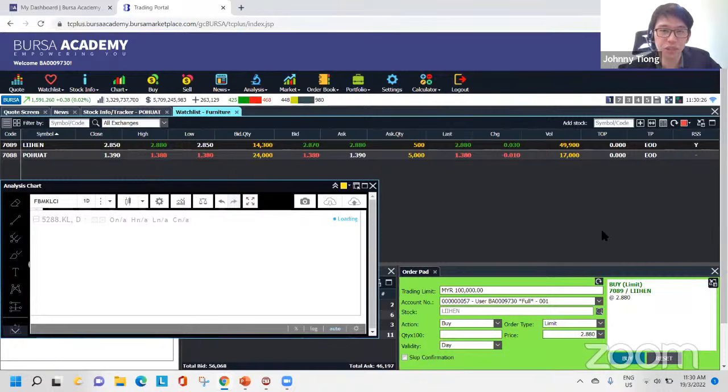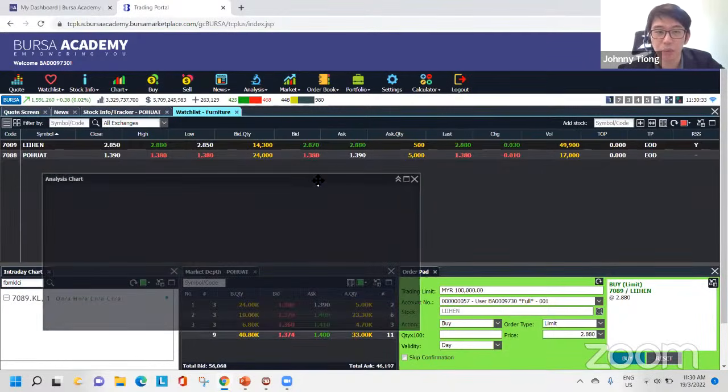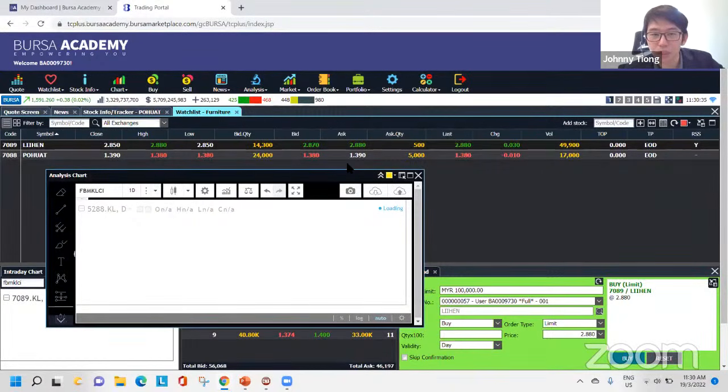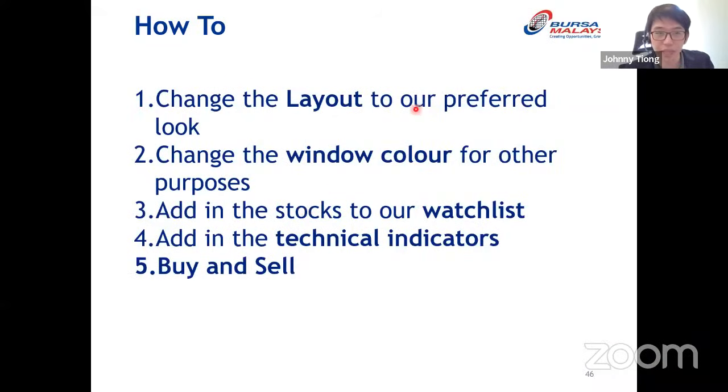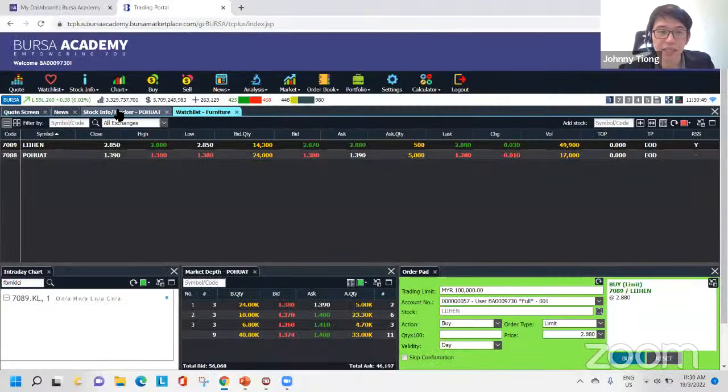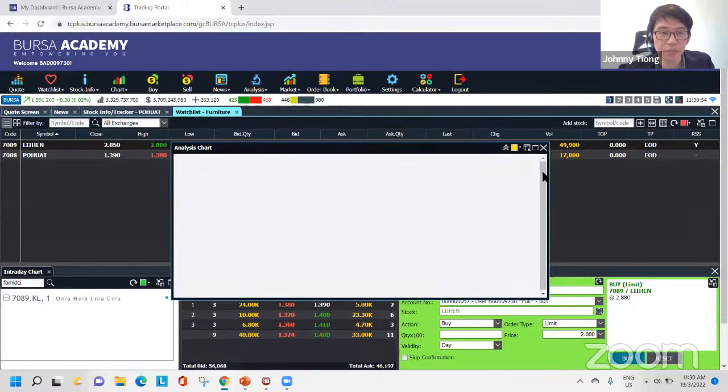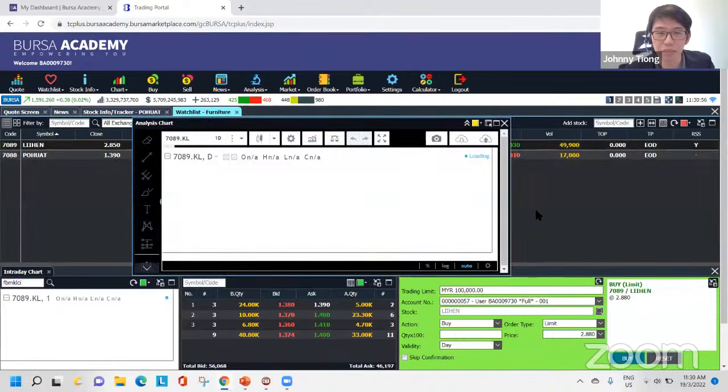I think in the next few sessions together with Live Champ, they're going to have sessions live on weekdays, so we can try. So this is how we can actually use the floating window and also the color for our investment, to buy and sell. Just now we walked through a few things: layout, window color, watch list, technical indicators. Sorry for the technical indicators, because today there's no market, so I can't see the charts.